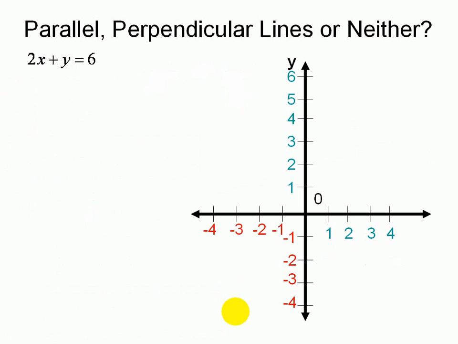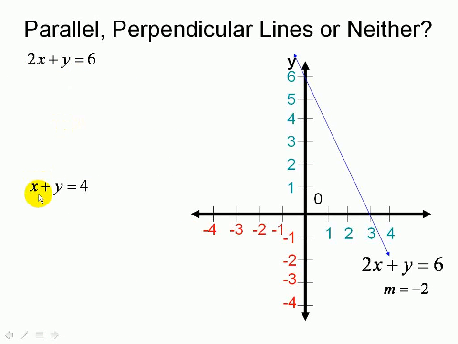Let's look at another example of how we determine whether a line is parallel, perpendicular, or neither. Here we're given a linear equation, 2x plus y equals 6. That's governed by this line. It has a slope of negative 2, which we'll see later. We have another line, x plus y equals 4. That's shown here, and it has a slope of negative 1.